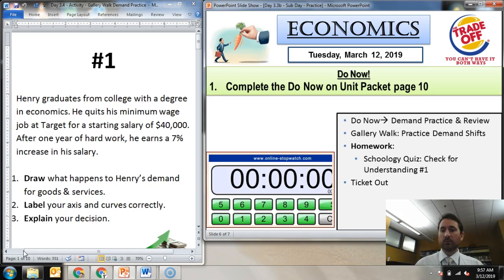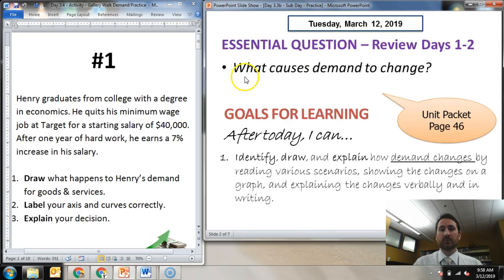We're going to do some practice with demand and the law of demand, hopefully clear up any confusions that might yet be lingering. So for your do now, you should have had an opportunity to begin Unit Packet page 10, a couple of practice problems. We'll go over those in a second. And then your main activity for today is a gallery walk, practice the demand shifts. And for your homework, a quiz on Schoology to practice some more and hopefully clear up any more confusions that might yet exist. So here we go.